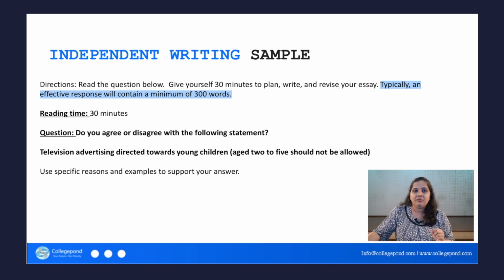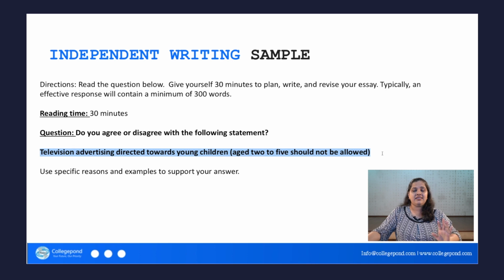The reading time is not actually 30 minutes. It's the whole question that gives you 30 minutes time. So you get this kind of a statement here. Do you agree or disagree with the following statement? And what is the statement? Television advertising directed towards young children aged 2 to 5 should not be allowed.